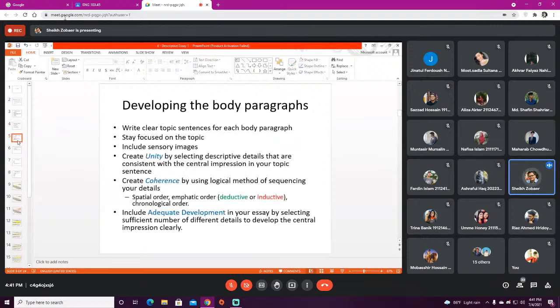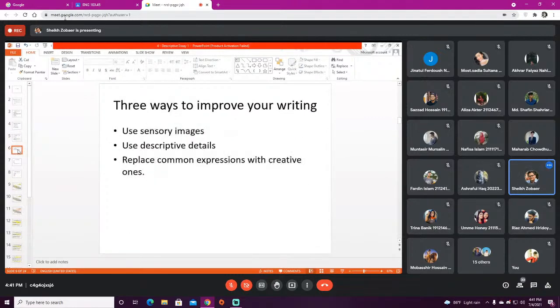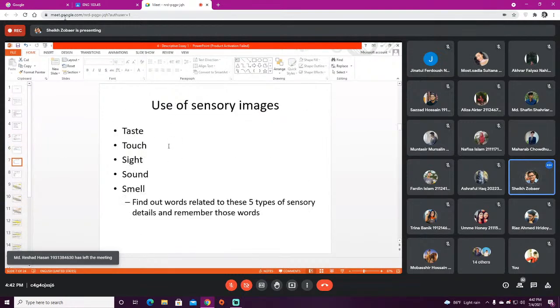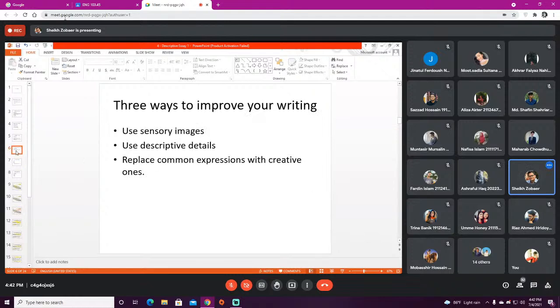Okay, let's take a look at some of the techniques. In fact, by some I mean only three. Three very, very effective techniques for improving your writing, at least when it comes to descriptive essays. All right, so let's take a look at these three qualities. The first would be the use of sensory images. We have already discussed how to use these sensory images and what kind of sensory image is relevant to what kind of description. The next would be the use of descriptive details.